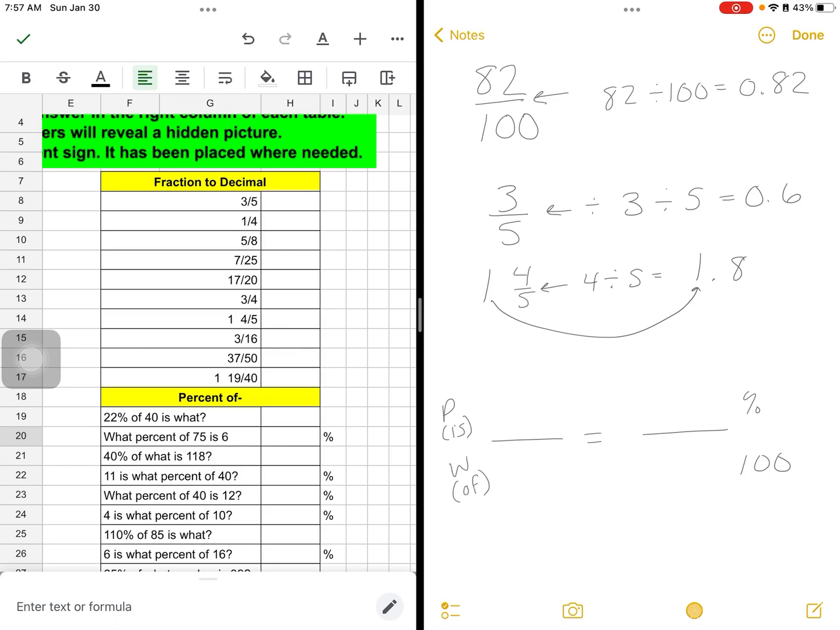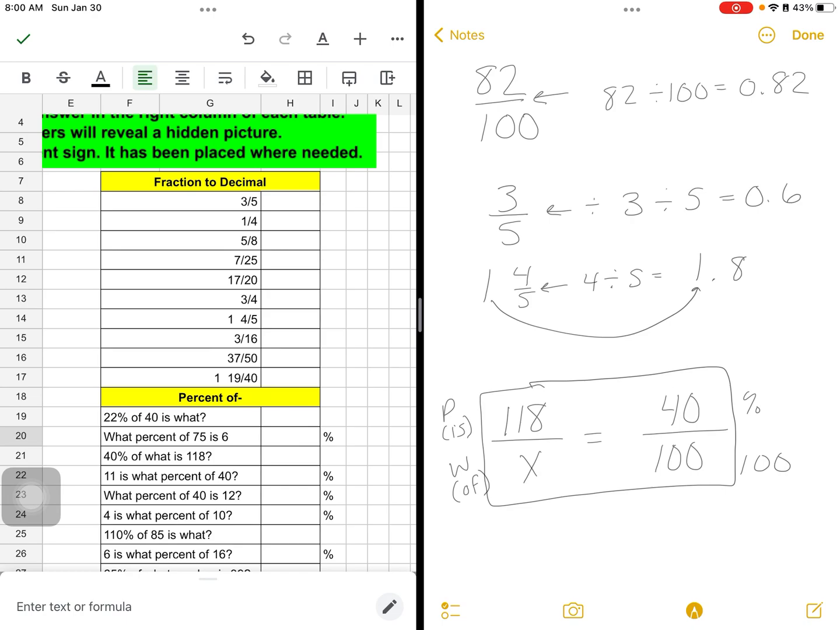So the way that this would work would be, for example, if I wanted to do 40% of what is 118. Well, here's my 40, that's my percent, and we're going to take that percent and write it as a fraction, so 40 out of 100. And then of what, so we're trying to figure out the total on the bottom, or the whole, is 118. So now, here is my proportion that I've set up. Now I can work to solve it.